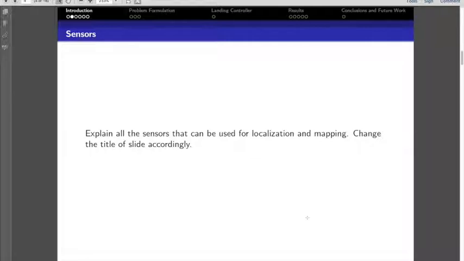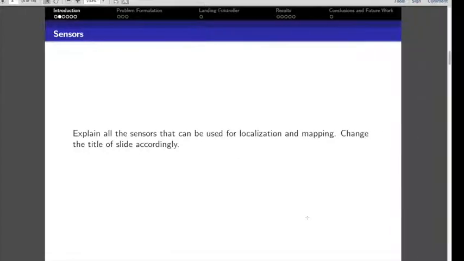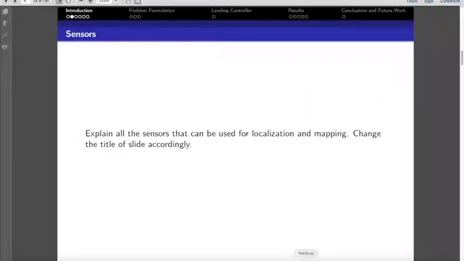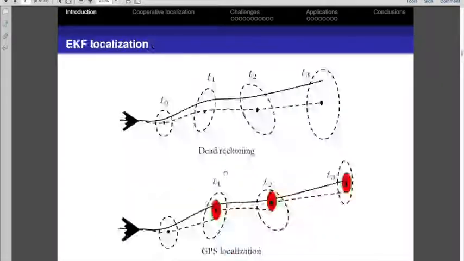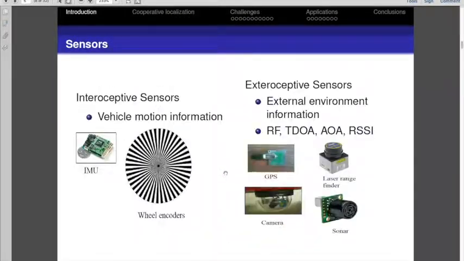You need sensors to do any kind of estimation, right? So we have a standard sensor slide. You can include that, maybe I can show you if those sensors are there. So this slide basically, there are two types of sensor categories we have here. One is interoceptive sensors. So we have to include this slide. This is not there in the slide presentation.